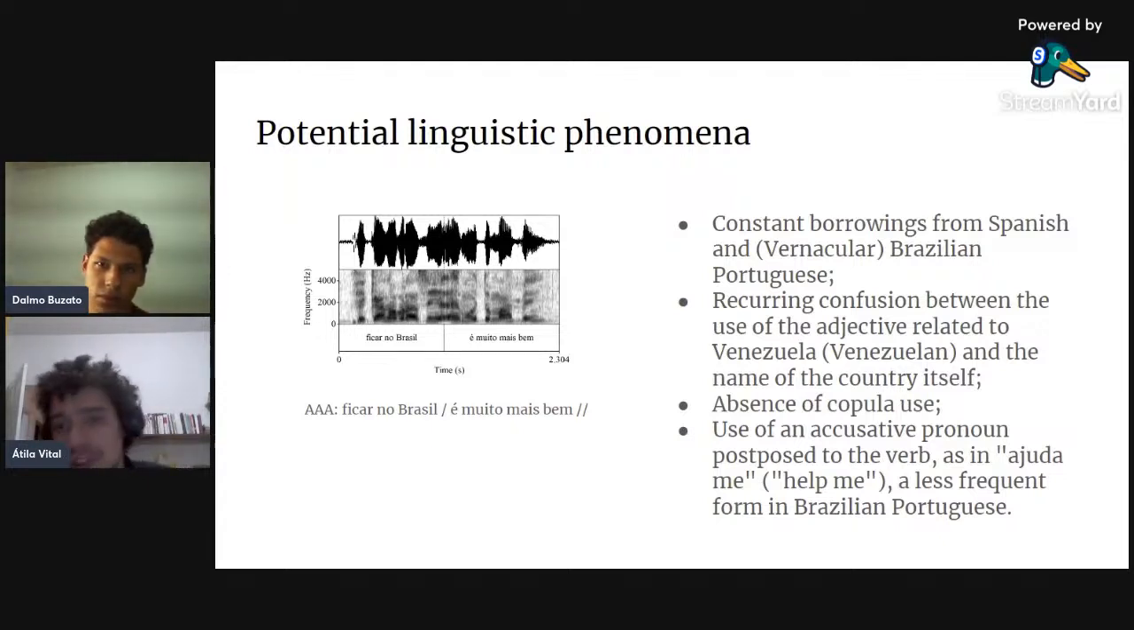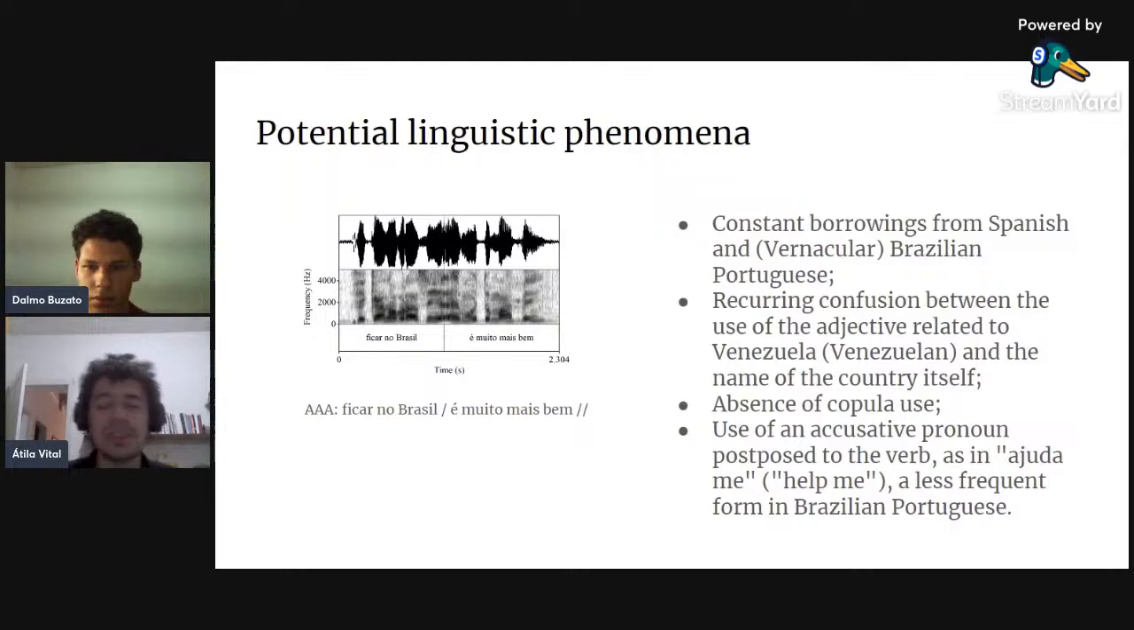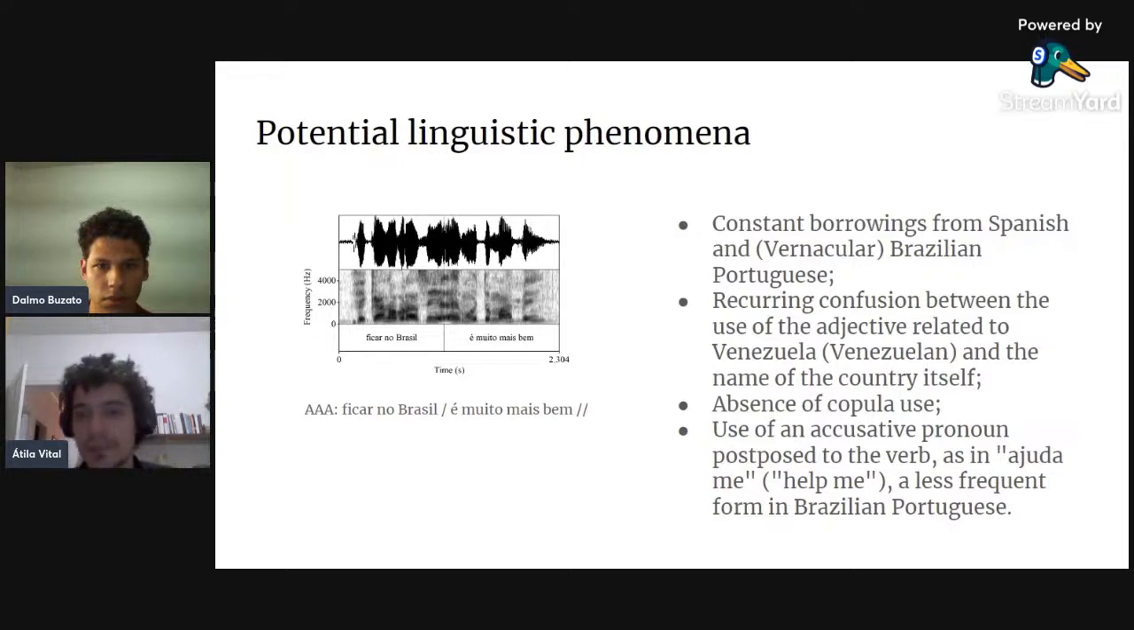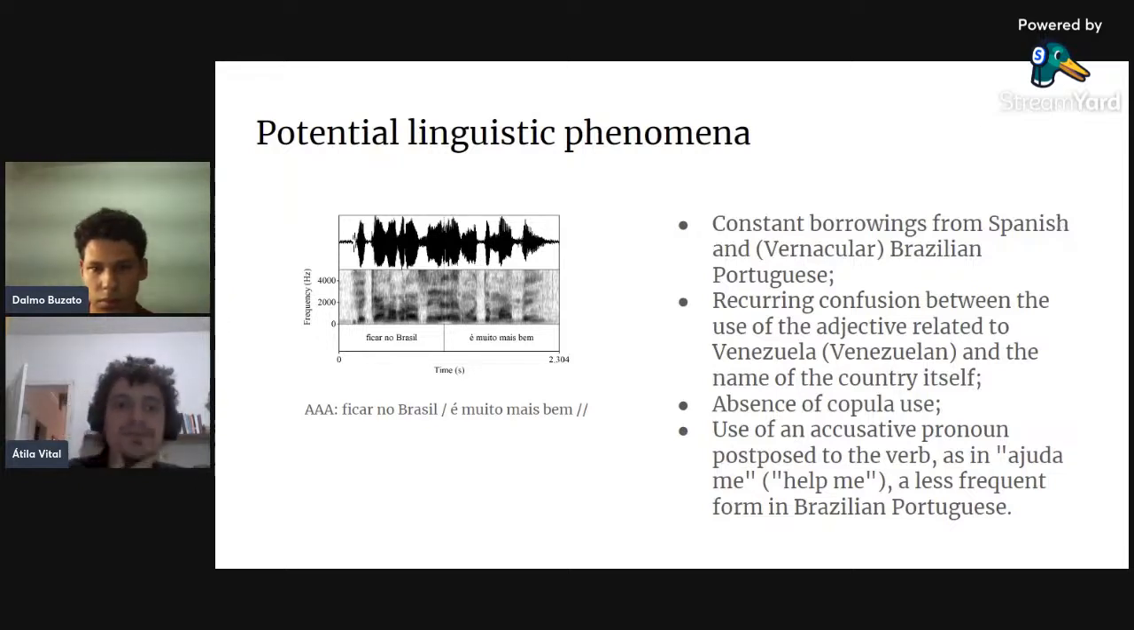The use of accusative pronoun postposed to the verb, that is quite frequent in Spanish, but it's not so frequent in Brazilian Portuguese. It's more frequent in European Portuguese, but not in Brazilian Portuguese, such as ajuda-me instead of me ajuda, that means help me. The next one, please.